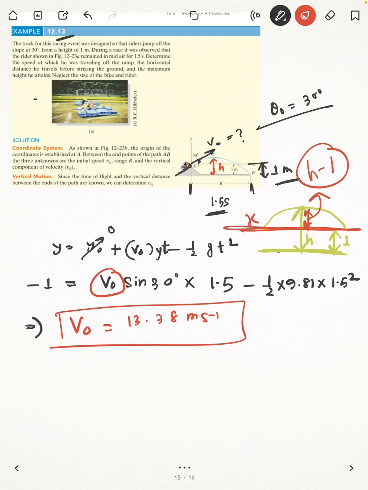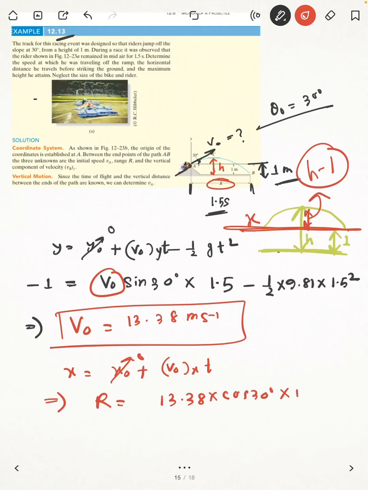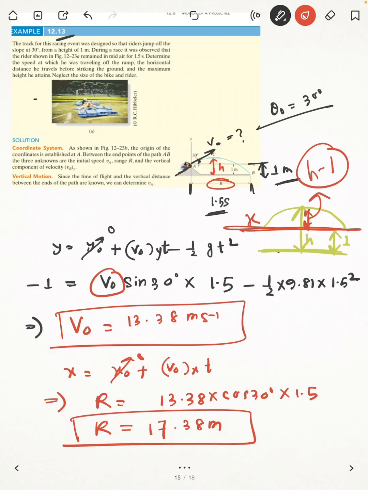So which equation do we have to use? Before that, I think we can also determine the range R with a very simple equation. Our equation should be x is equal to x naught plus v naught x t. We do not have any x naught, so x should be R. We have the value of v naught, 13.38 into cos 30 degrees times 1.5. So our R should be 17.38 meters.